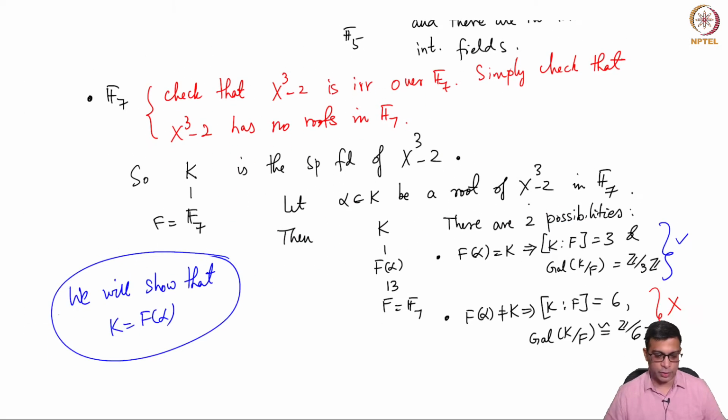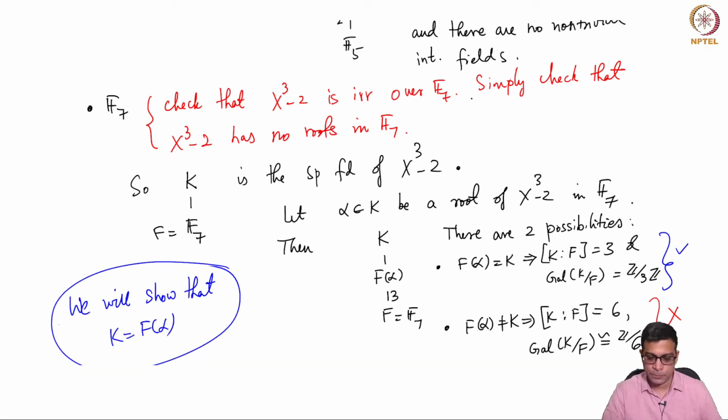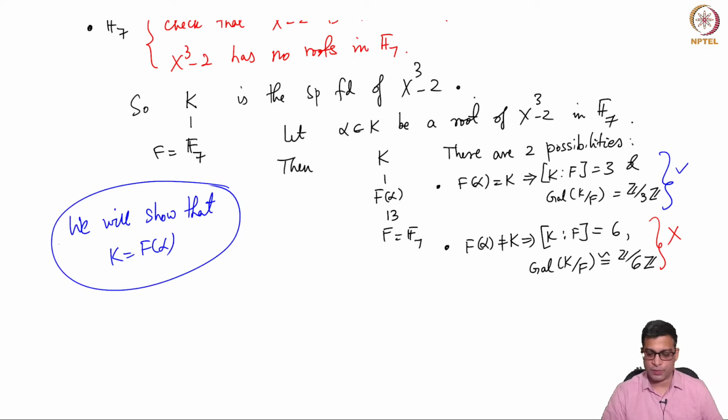And finally we are doing F7, and what I wanted you to check, which is written in red here, is that this polynomial is irreducible. Simply check that it has no roots. Because it's a degree 3 polynomial, it suffices to check that it has no roots, and you can conclude that it's irreducible. That's a trivial verification. Then we took the splitting field, and let's say alpha is a single root and we adjoin it, getting F alpha.